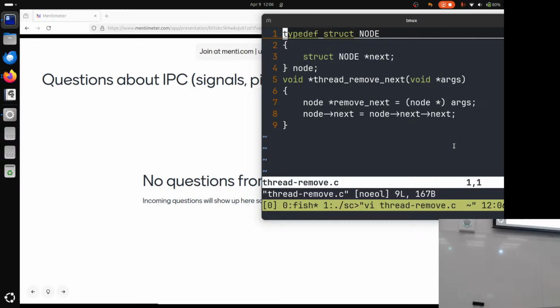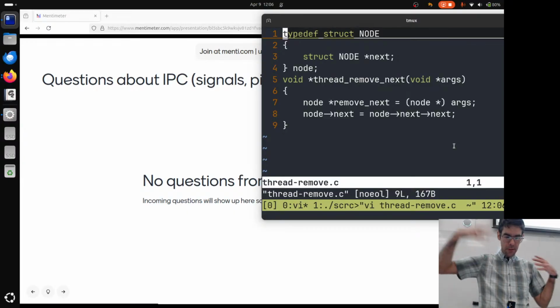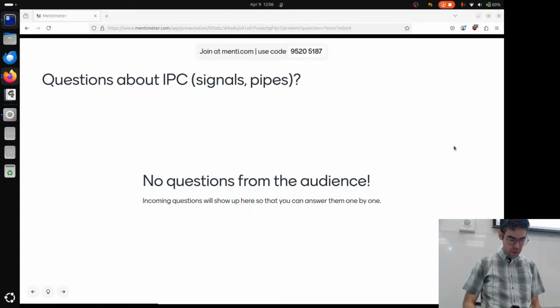Here's the code. I'm going to show you this code now. The question you have seen: does this code contain a critical section? I'll give you 10 seconds with this. This is quite short code. Okay, I'm going to pop back to Mentimeter and I will do fancy window management to try and get this to show up again.